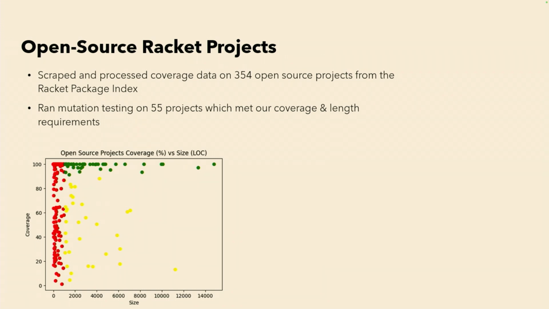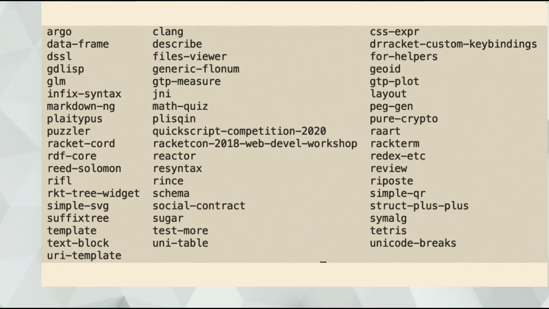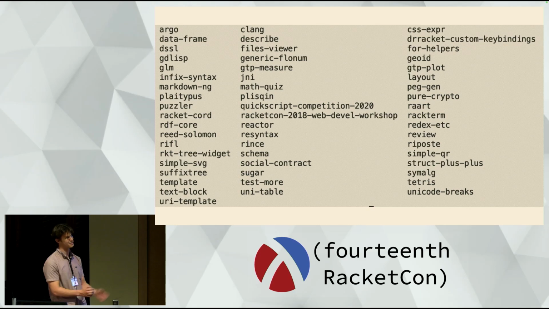So on 55 of those, which met our coverage requirements. Like I said, mutation testing doesn't make a whole lot of sense with a project with low amounts of coverage. So we set our cutoff at 90%, and then we wanted to have enough mutants in those projects, so we set our length cutoff at 1,000 lines of code. And because there might be a lot of people here who work with or use these open source projects, here's a list of all 55 of them. You can try to look at them and see if you recognize any.